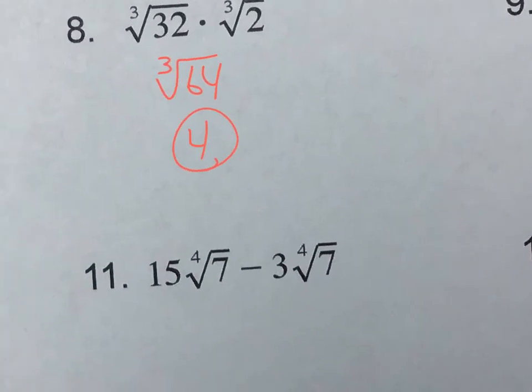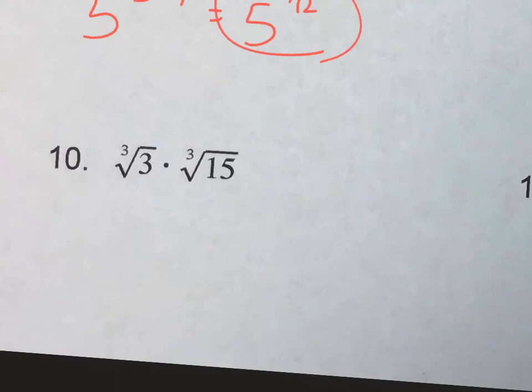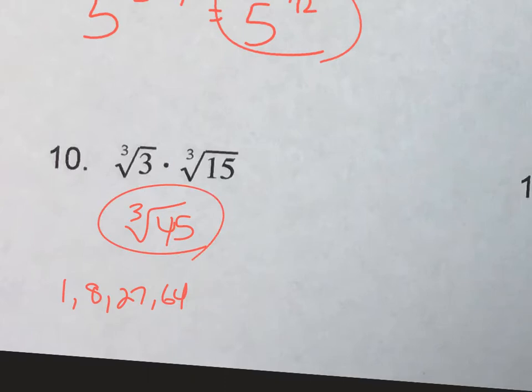Number 10, if I can find it here, there we go. Both cube roots again. Cube root of 3 times cube root of 15, you're allowed to multiply those. You get cube root of 45. So I'm thinking of my cube numbers again. I'm thinking about 1 cube, 2 cube, 3 cube, 4 cube, and none of those go into 45. And because none of them do, I can't simplify it. That's your answer. It's all you can do.